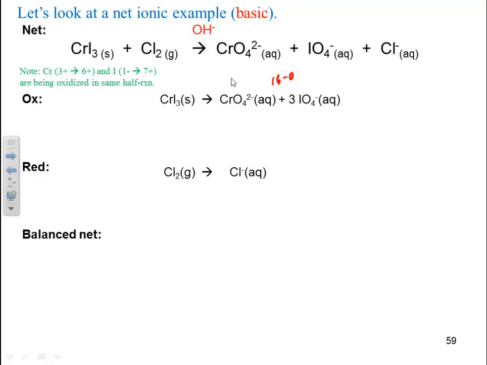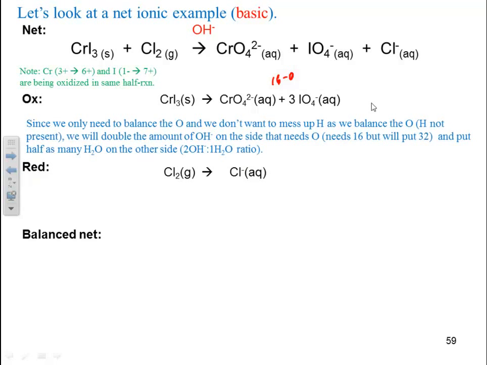Since this is basic, I know I got OH minus and water. Now I should go ahead and say, okay, I need to put 16 OH minuses on this side. Well, if I do that, I'm going to add water to the other side. I'm going to have to add 8 waters to get my hydrogens balanced, but notice that I'm adding 8 more oxygens. So now that goes to 24. So I'm going to go back and forth several times until I get to the final answer.